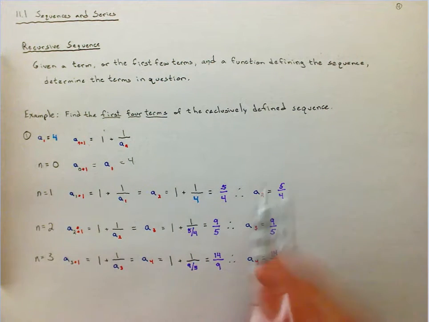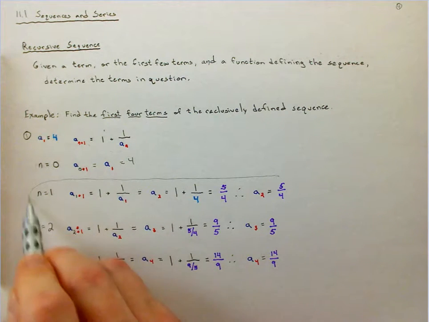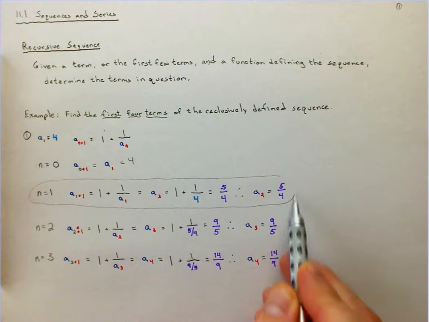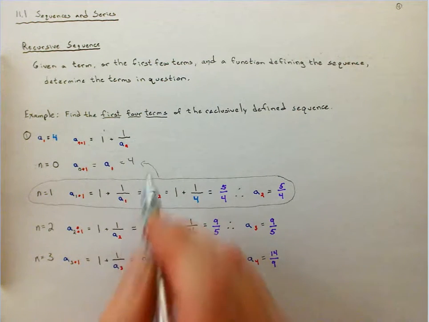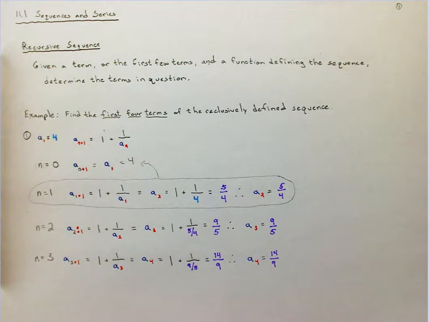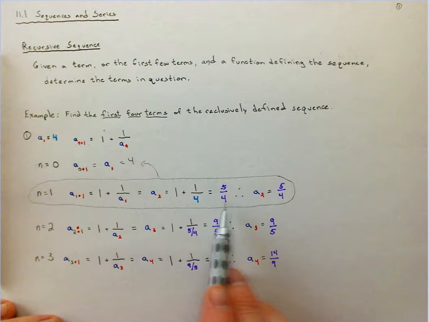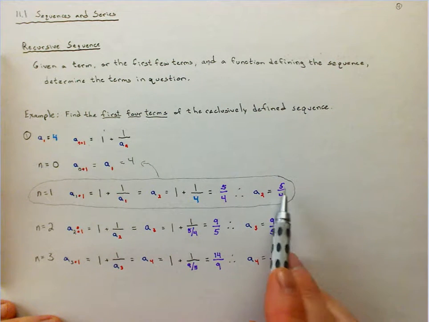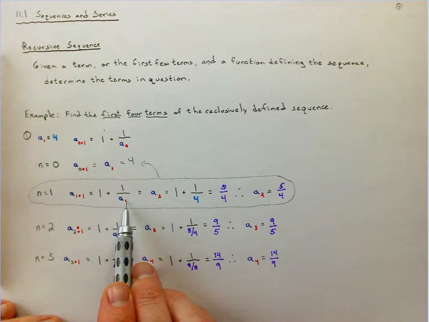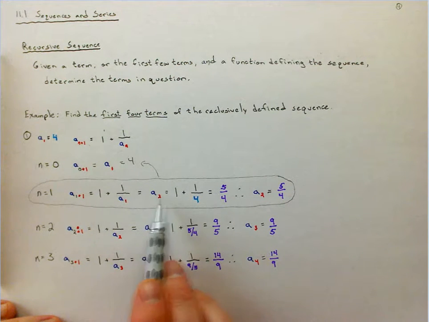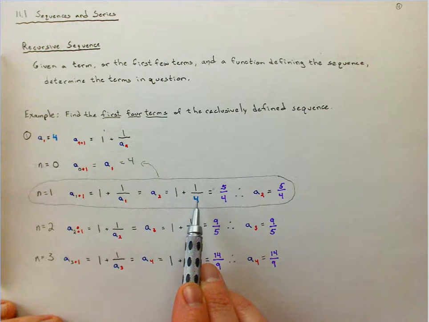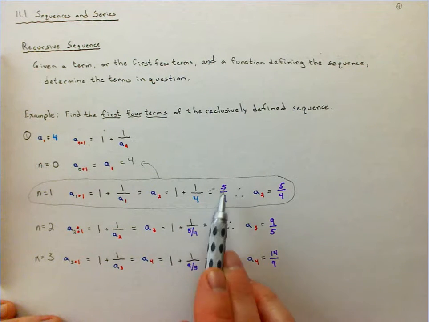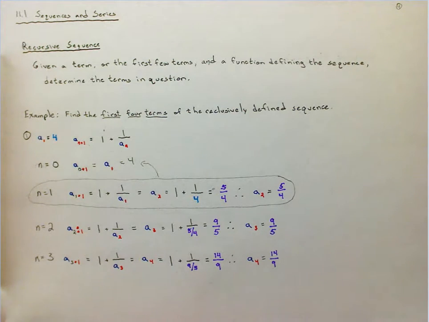Everything I have where I say let n equal 1 is based off my value up here, the term prior. And the very first term in that was 4. That's how I was able to find this value, 5/4. I did that by using a sub 1 in the formula for a sub 2. So a sub 2 equals 1 plus 1 over a sub 1, which is 4. So 1 plus 1/4 equals 5/4. Therefore, a sub 2 equals 5/4.